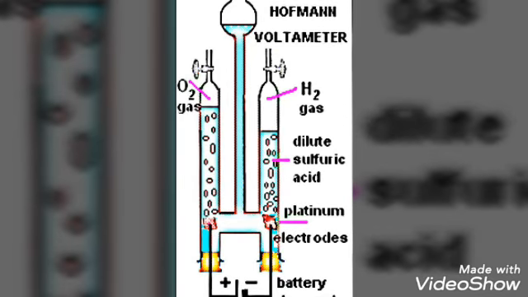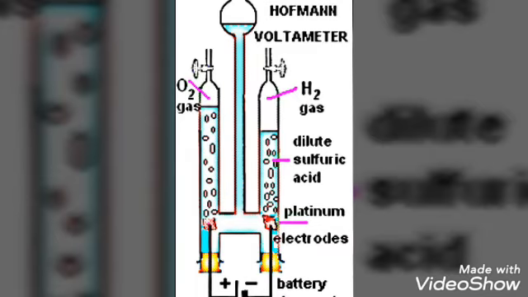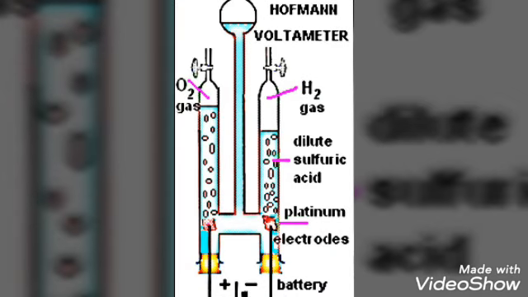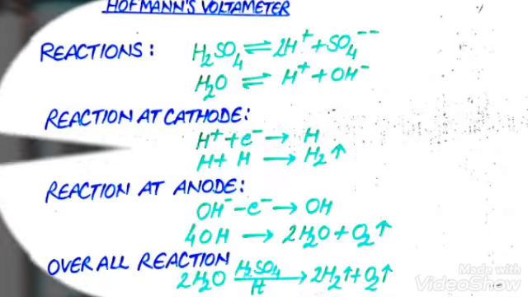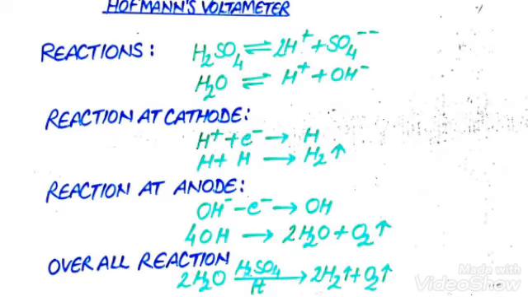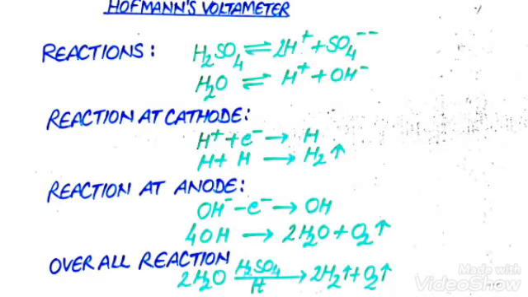Through the middle tube, acidulated water is introduced inside and electrodes are connected on the outer two tubes. Platinum acts as electrodes here. Cathode and anode both are made up of platinum foil. When we pass current through it, its ions will move towards opposite electrodes. So, sulfuric acid and water get dissociated into their ions.